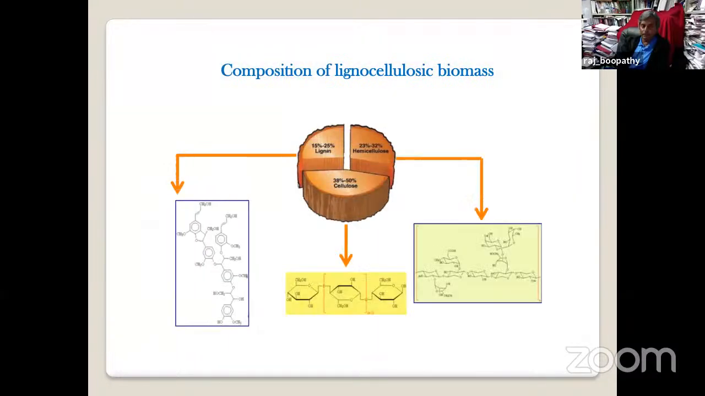So this is how it looks like. So you need to somehow separate lignin out of the plant fiber and release cellulose, hemicellulose, and then you enzymatically hydrolyze them and get the sugar. And then, once you get the sugar, the technology is same as corn ethanol.